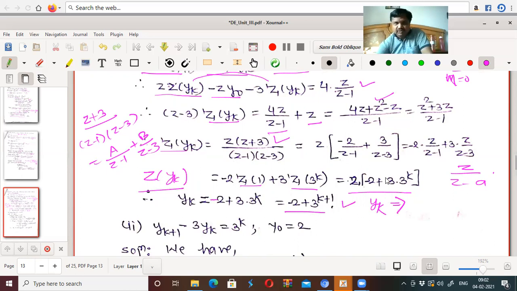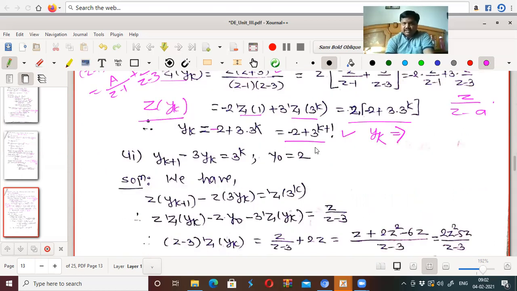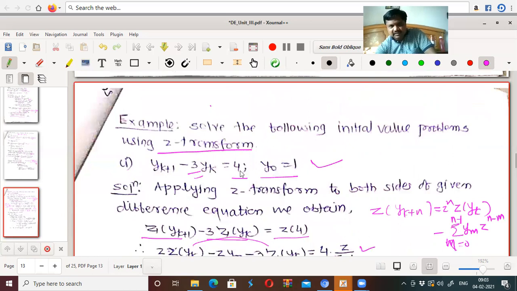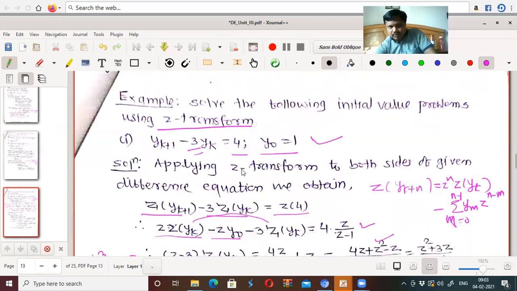Now if I put k equal to 0 here, what will you get? y0 equal to minus 2 plus 3. What is it? 1, which is already given. And what about yk plus 1? If I find yk plus 1 minus 3yk, it should be equal to 4.